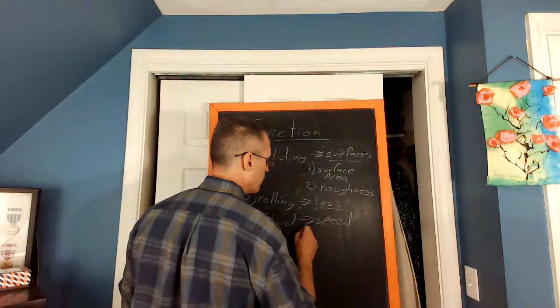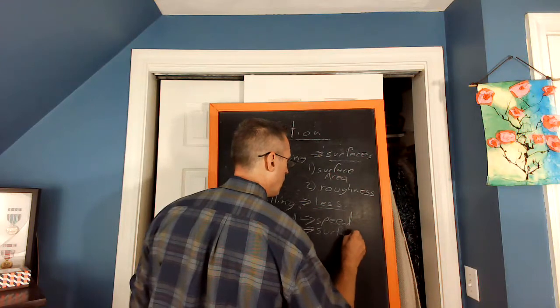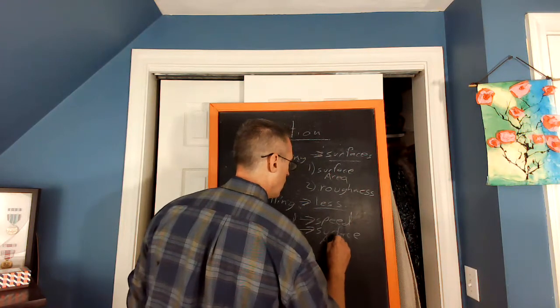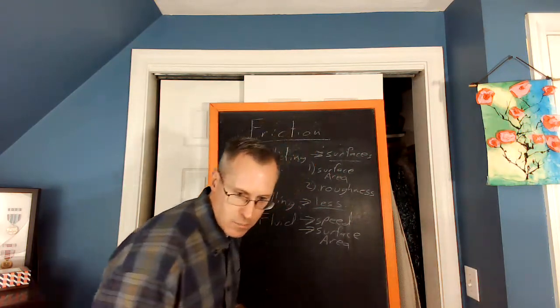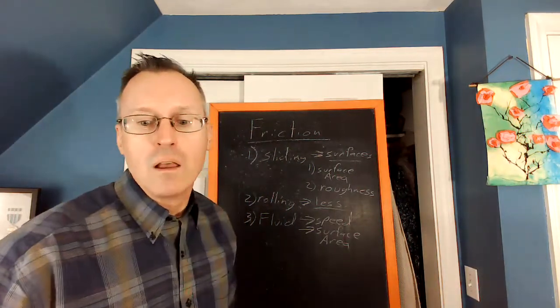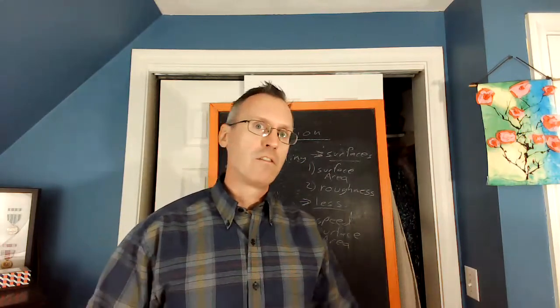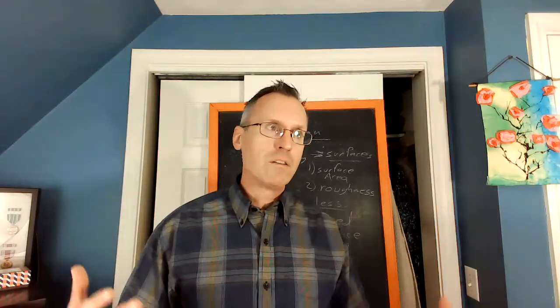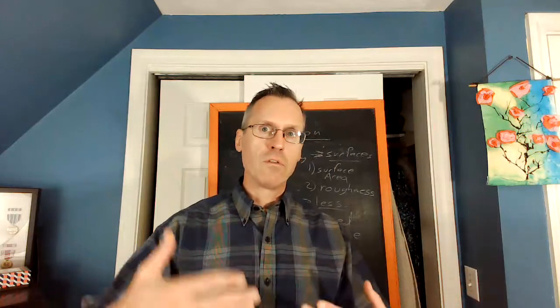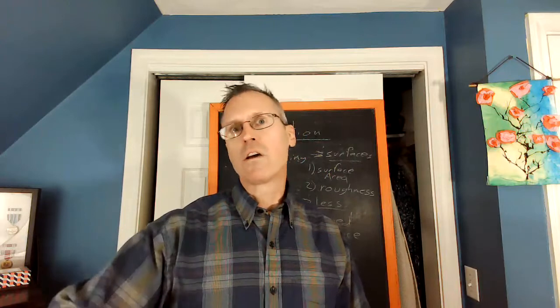Another thing that affects fluid friction is surface area. The amount of surface area you have affects fluid friction. Why? Because again, friction is a contact force. So the more that the body of the vehicle is in contact with the air, the more the air is going to push back on the body of the vehicle.